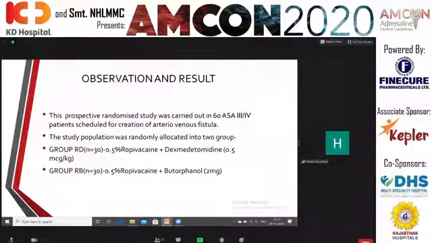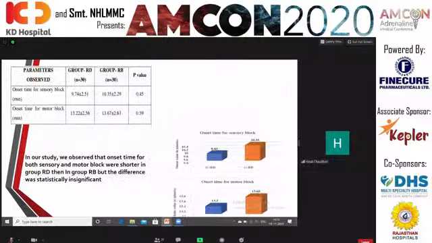Observation and result. In our study, we observed that the onset time for both sensory and motor block were shorter in group RD than in group RB, but the difference was statistically insignificant.